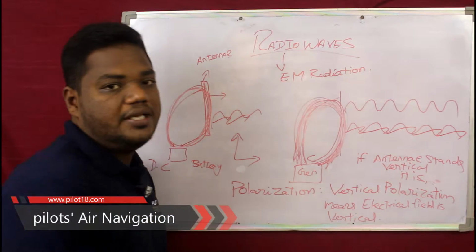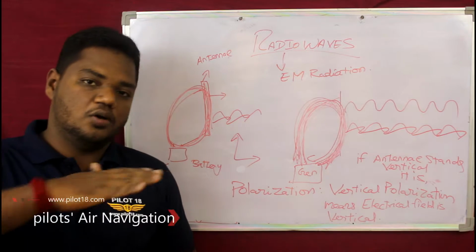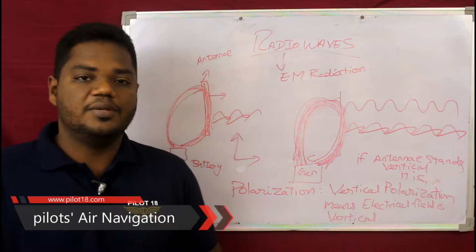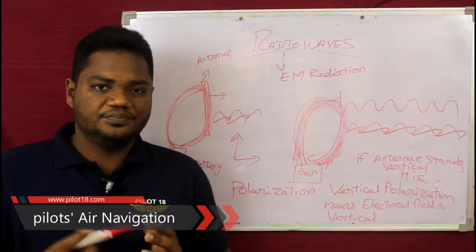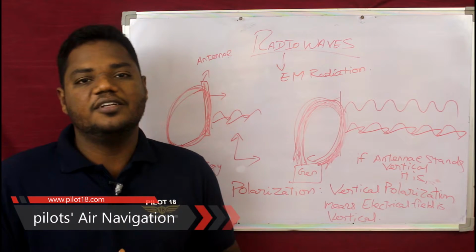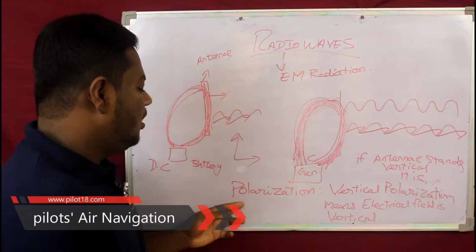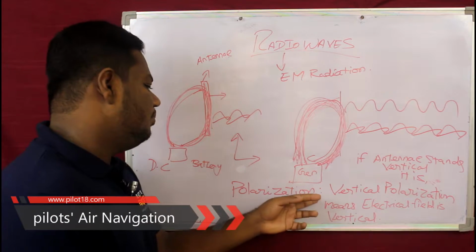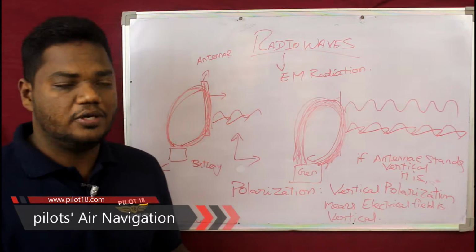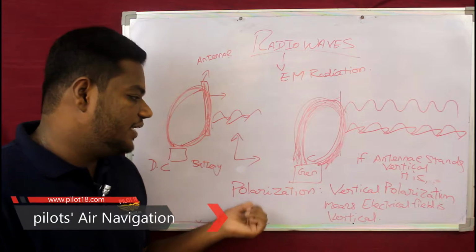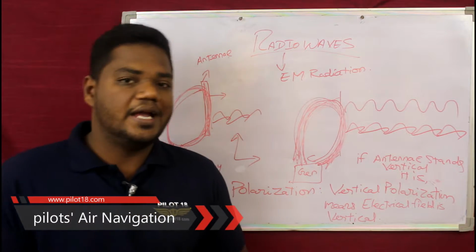So if I say my antenna is horizontally polarized, which means the antenna is kept horizontal and the polarization is happening in the horizontal plane, the electric field is going in the horizontal plane, and the magnetic field is going in the vertical plane. That's right. So that's what polarization means. By saying either it is horizontally polarized or vertically polarized, we can say what is the plane and how the antenna stands.